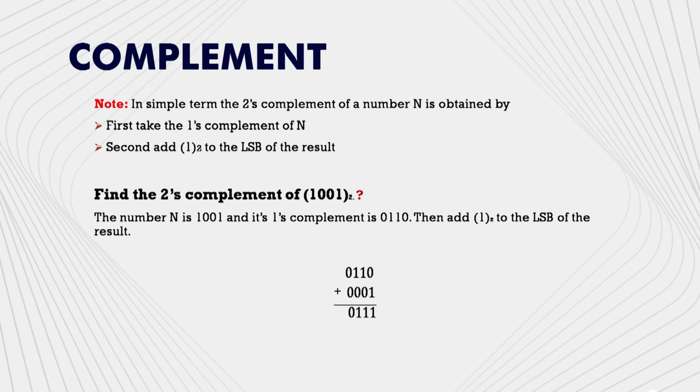Now, we add the binary number 1 to the least significant bit of the 1's complement, which we have just obtained. So, it will be 0 1 1 0 plus 1. We are adding it to the least significant bit, and the answer will be 0 1 1 1. So, this will be the 2's complement of the number. You can see the addition has been done, and you are getting the result 0 1 1 1.